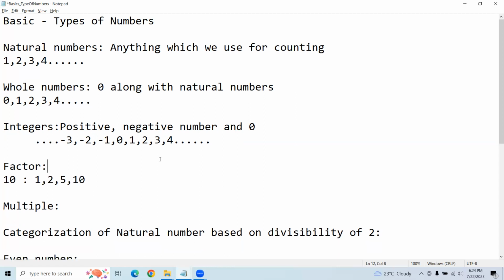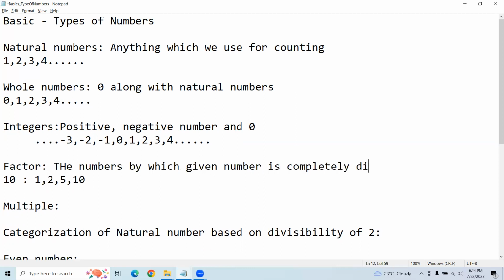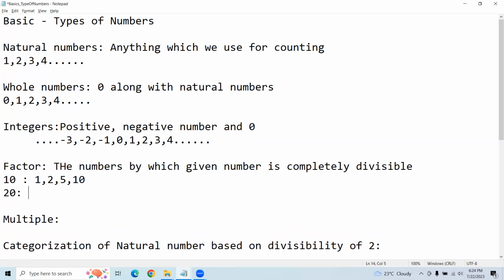So 1, 2, 5, 10, these are all called factors of 10. The numbers by which a given number is completely divisible are its factors. Let's look at another number, 20. 1 and the number itself will be factors all the time. Then you have 2, then 4 and 5 since 4 5s are 20, so 4 and 5 are also factors. 10 is also a factor, and 20 is also a factor. So this is called a factor of a number.